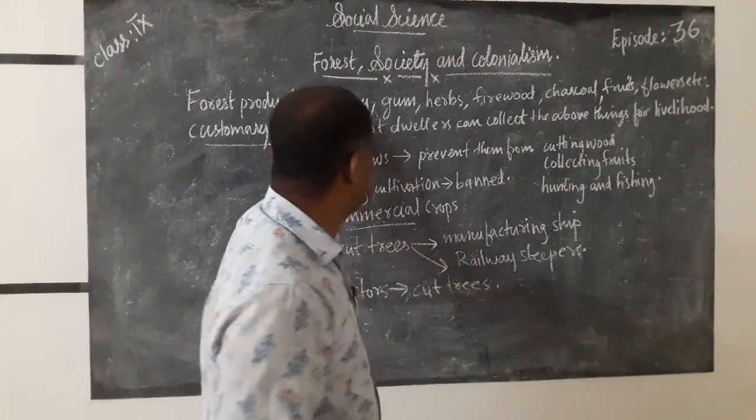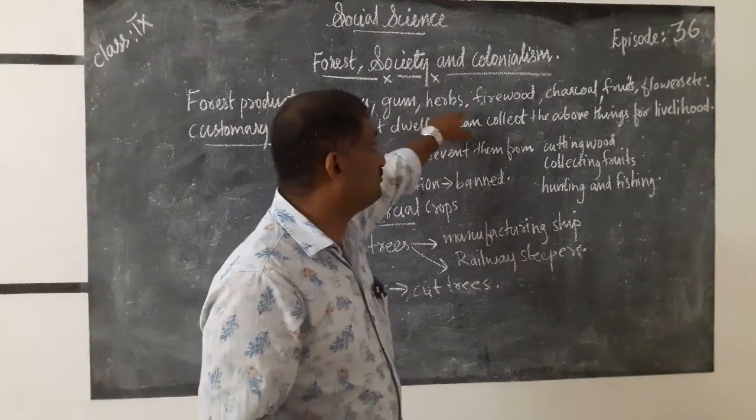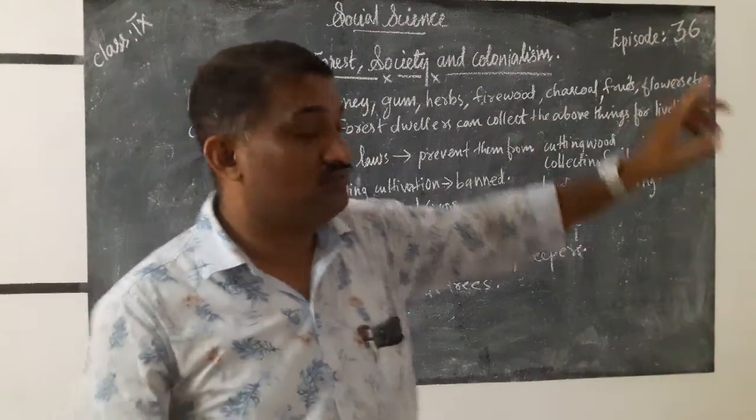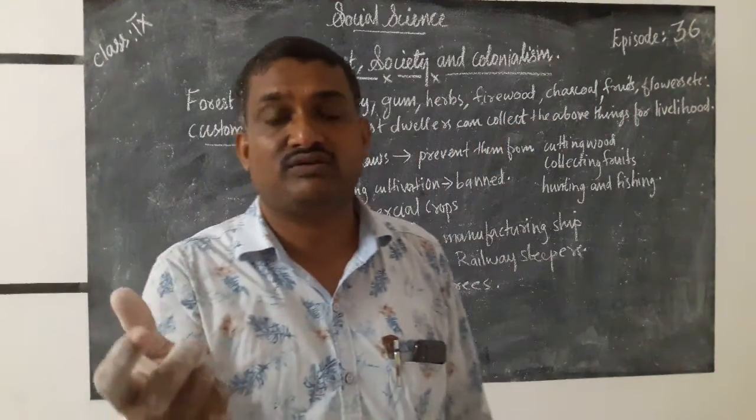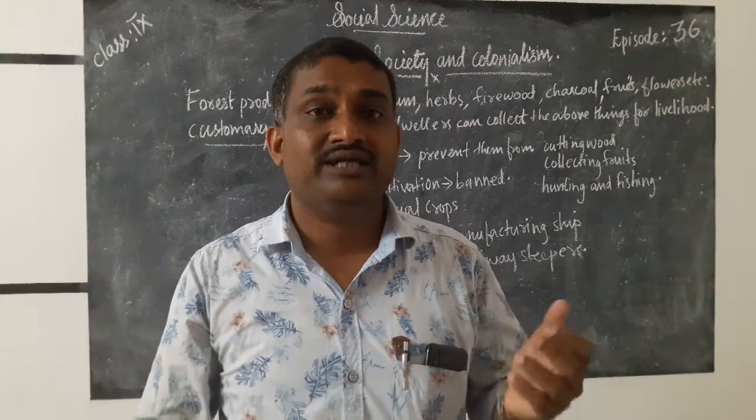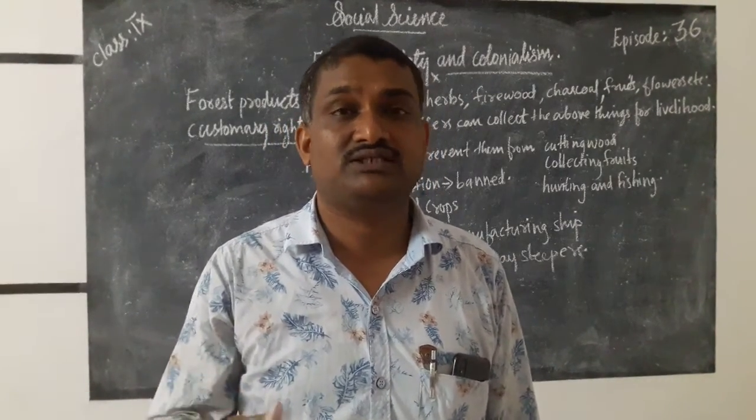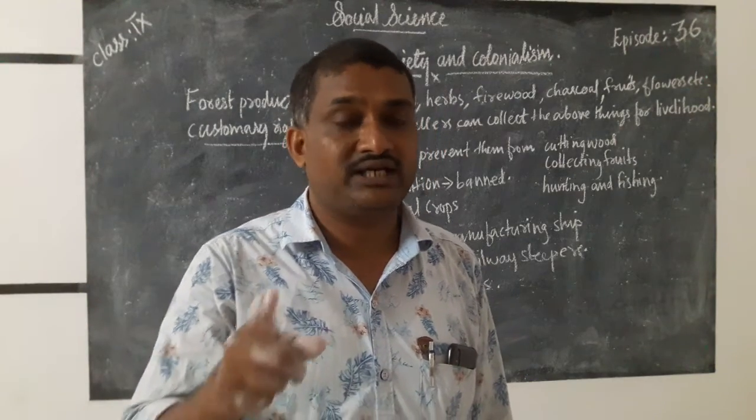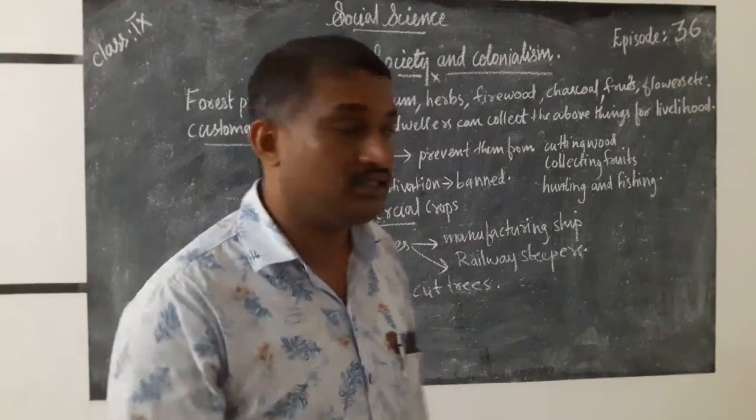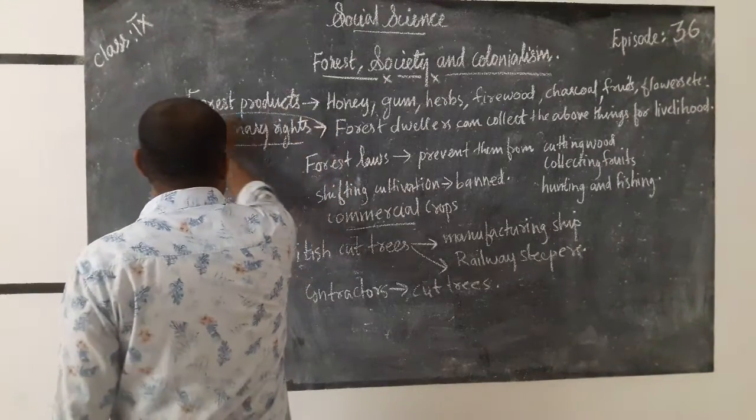Which are the things they collected from the forest? Honey, gum, herbs, firewood, charcoal, fruits, flowers, etc. They collect them from this forest. So they had the right to collect these items from the forest and they could sell them for their livelihood. That we can call customary rights.